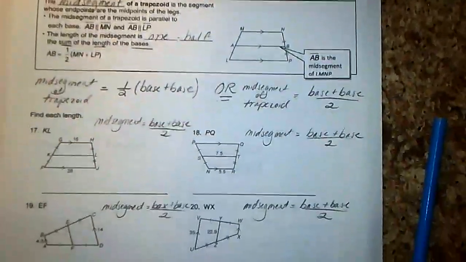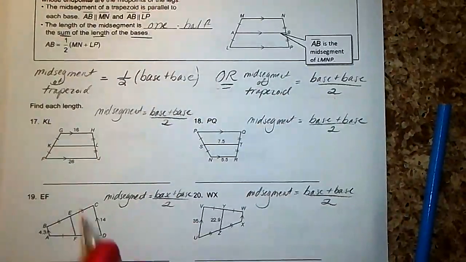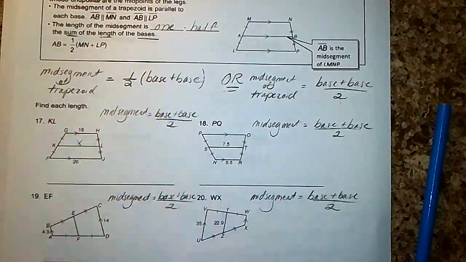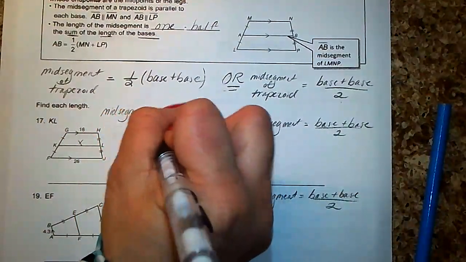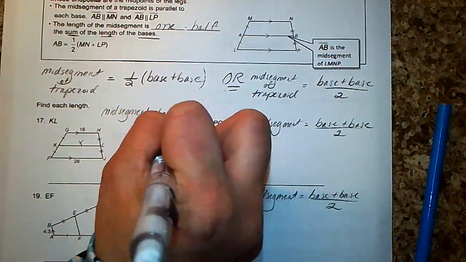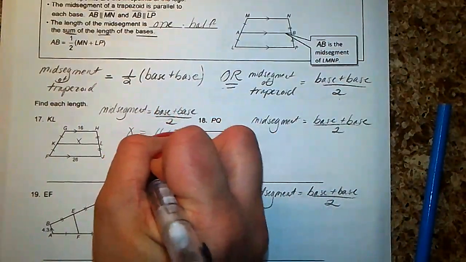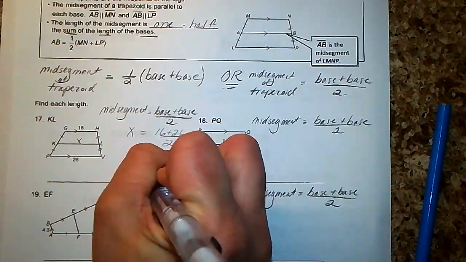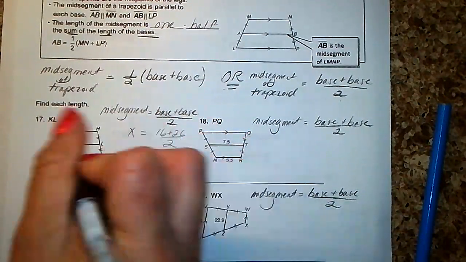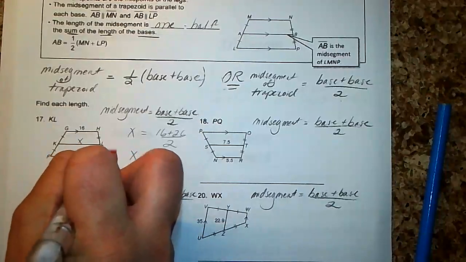Okay, so if you notice, I've set it up for each one of these. So let's find the length of KL. We're going to call that our x. So the midsegment is equal to (16 + 26) divided by 2. Okay, that is going to give us our midsegment. So we get x equal to 42 divided by 2, and x works out to be 21. So KL is equal to 21 there.